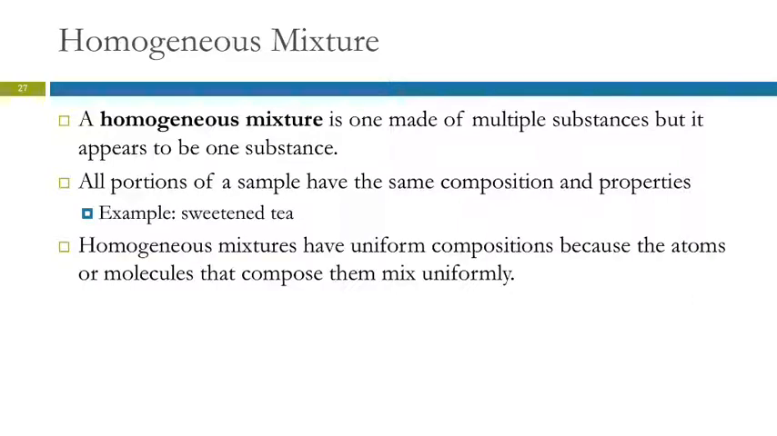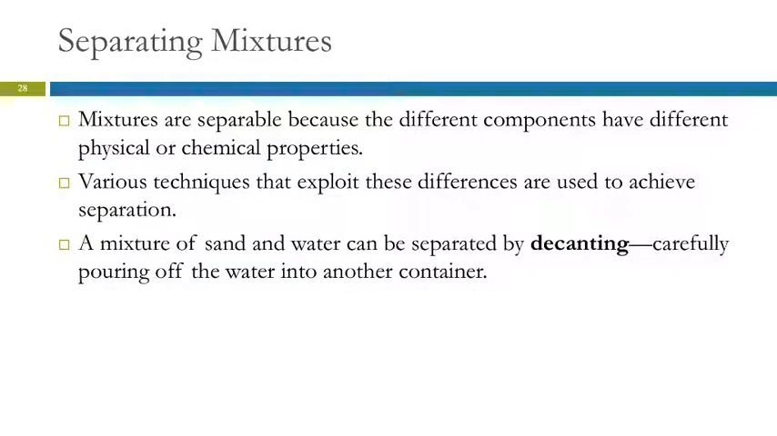The reason homogeneous mixtures have uniform composition is because the particles mix uniformly. They mix on a particulate level. Mixtures can be separated. And this is actually a whole branch of science, separation science, of how to separate stuff. We can separate mixtures because the two individual components, or more components, have different properties. And so we can make use of differences in their properties to separate them. A very simple method that we will be doing in lab is called decanting.